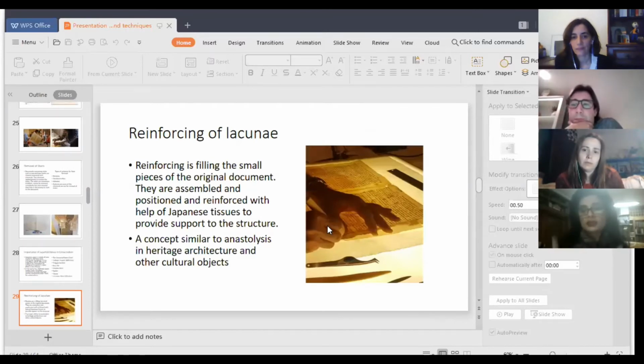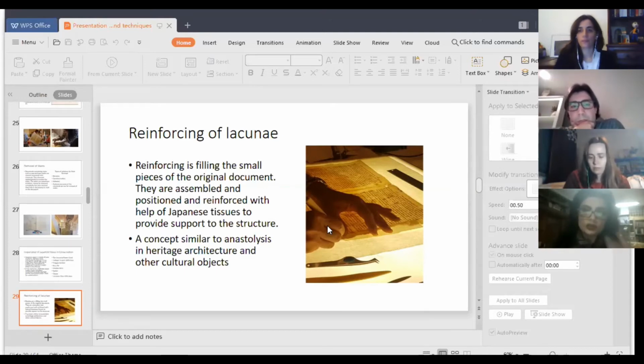Now, after the variety of processes of cleaning and documentation, we come to the main process of reinforcing of lacunae. That means there are varieties of ways in which we fill the lacunae in the historic document in order to provide it some longevity and to save it from further destruction. But to achieve this, we have to follow the series of processes we just talked about before the reinforcing of lacunae.